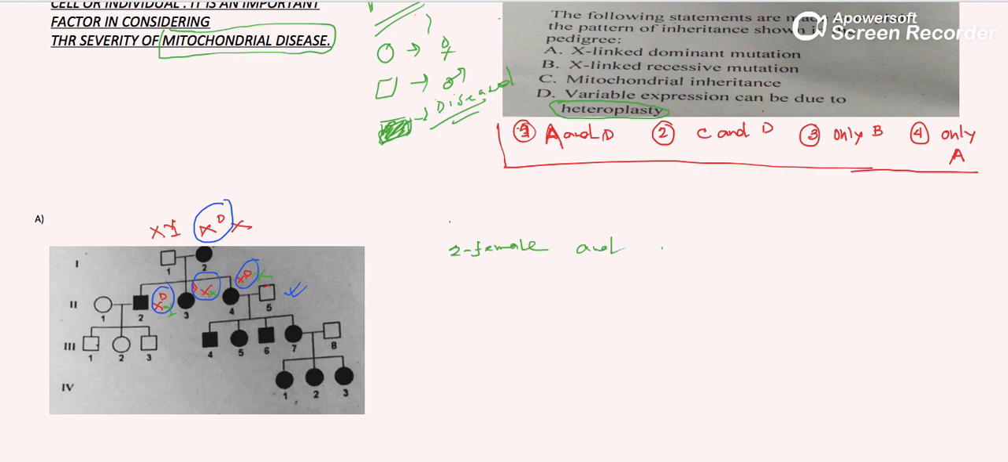So the two females and one male are all affected, and it may happen. But in the third generation, suppose they have X^D, and in the third generation they have 3 children, as we can see on the left. None of them are diseased.